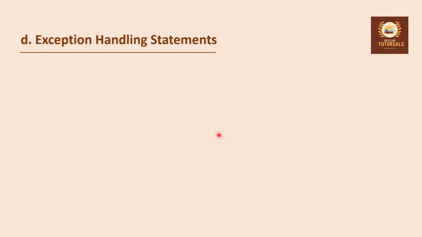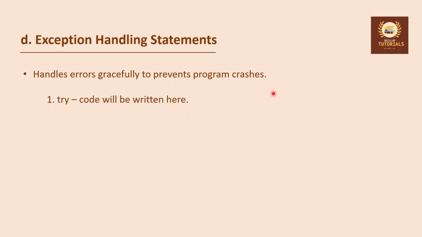Then what are exception handling statements? These handle the errors gracefully to prevent program crashes. The first one is try. In the try block, we mostly write the suspicious code. That means if we don't know whether we get an error or not, at that point of time we use this. In execution, I will explain it more.